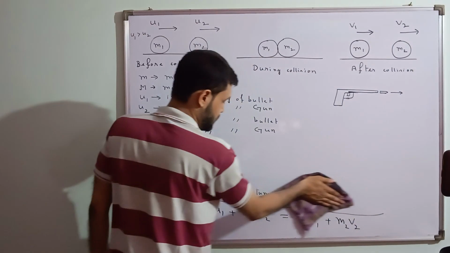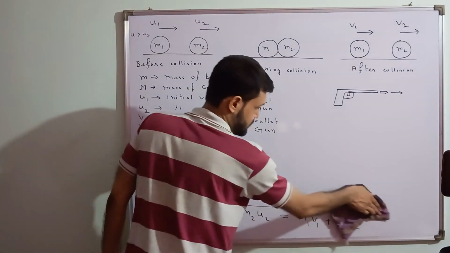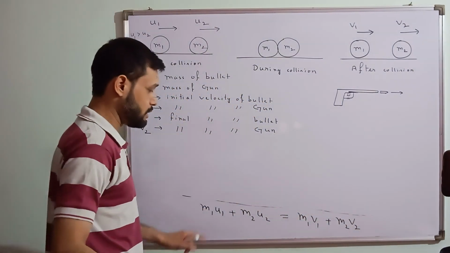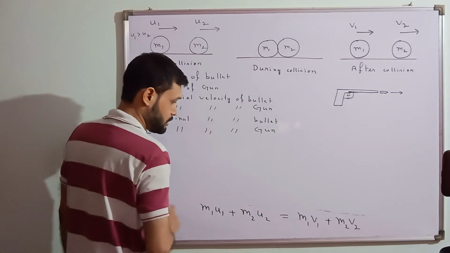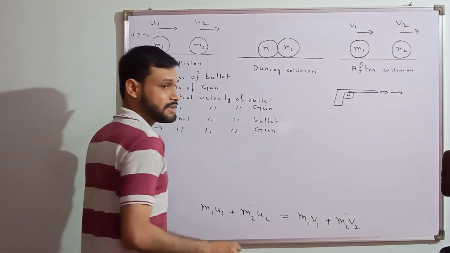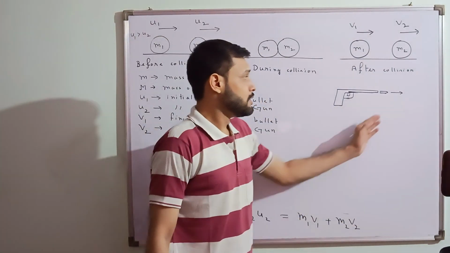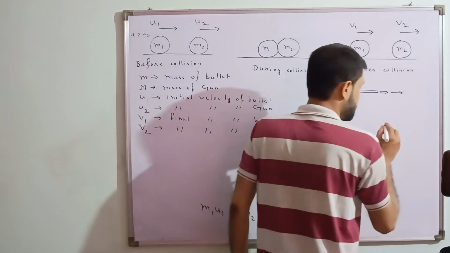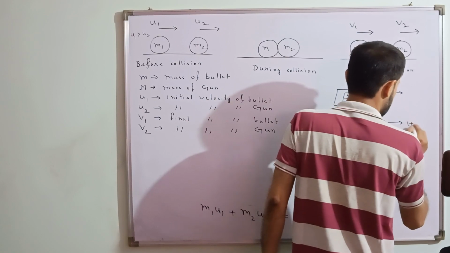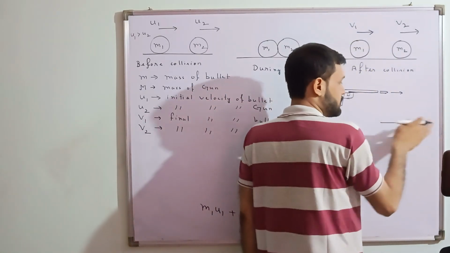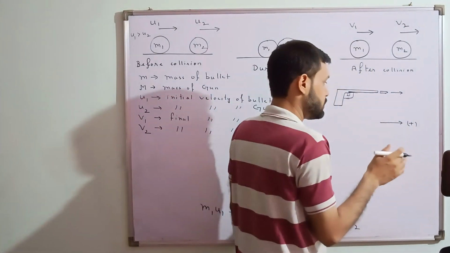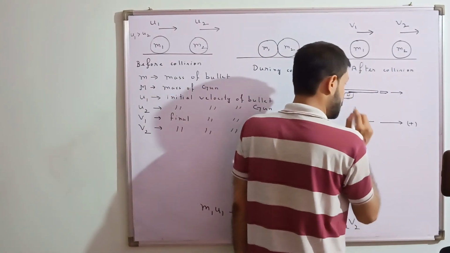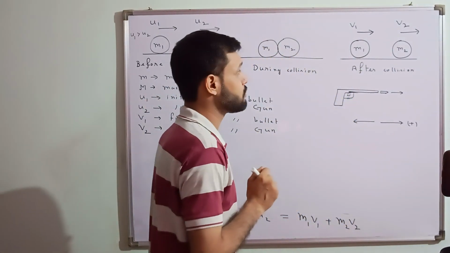See, I am using this thing. I have written over this in the bottom, M1 U1 plus M2, this thing I am using. With this I will show that the gun will recoil in the backward direction. I am considering this direction as positive. We have to take sign conventions during conservation of momentum.